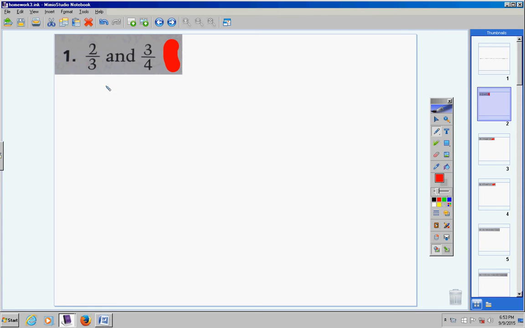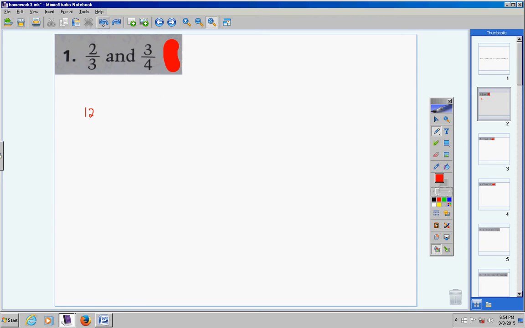2/3 and 3/4. If you struggle with fractions, there's a couple ways to do this, okay? First of all, you can write both fractions with the same denominator, okay? So 2/3 becomes 8/12. 3/4 becomes 9/12. I just found a common denominator for 3 and 4, which is 12. Obviously, 8/12 is smaller than 9/12, okay? That's one way to do it.